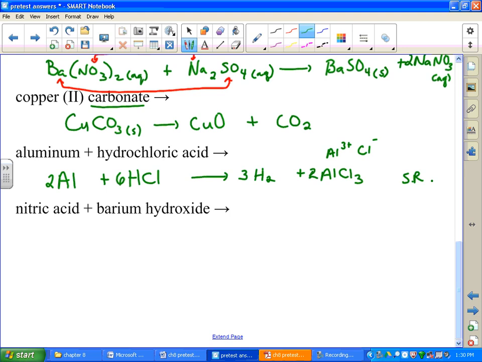This one is decomp. Okay, nitric acid, ic, that's from the nitrate ion, not nitrite. Okay, so that's H plus with the nitrate ion. Nitrate is minus 1, so it's HNO3, aqueous, plus barium, barium's Ba2 plus, hydroxide OH minus. You need parentheses here. Ba(OH)2.